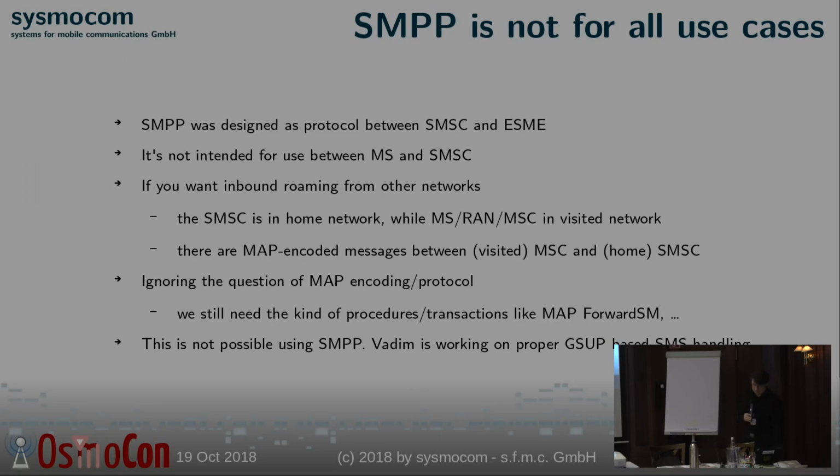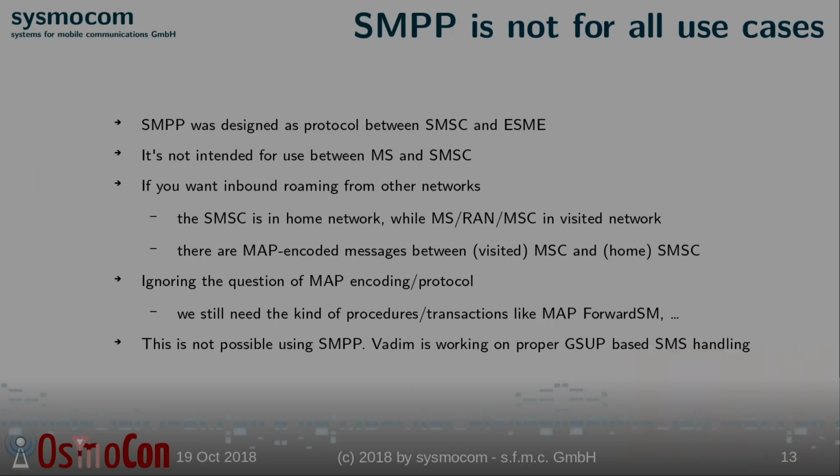And sort of the reason is that SMPP is not really fit for all the use cases that you may have in mind. So it's really, as I mentioned, only between the SMSC and an external application, not inside the network. If you actually want something like inbound roaming, then you have a situation where the SMSC is in the home network and the subscriber is in the visited network, which is the MSC. And there's MAP encoded messages going back and forth, not only between the MSC and the SMSC, also the HLR.